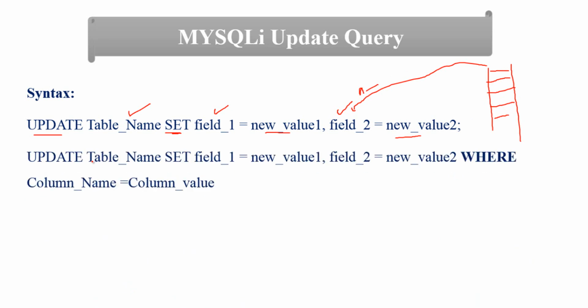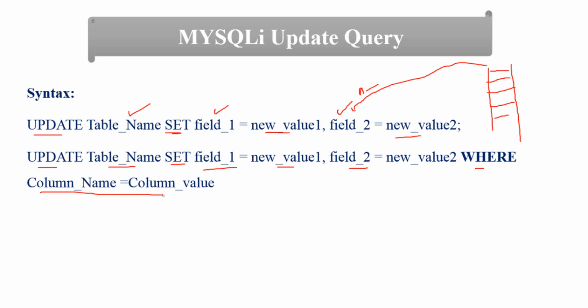Like this one: you have to type UPDATE this table and SET field1 to this new value, field2 to a new value, WHERE column name is column value. When you provide this condition, it will update only the row which matches this condition. So it is very important to provide a condition.